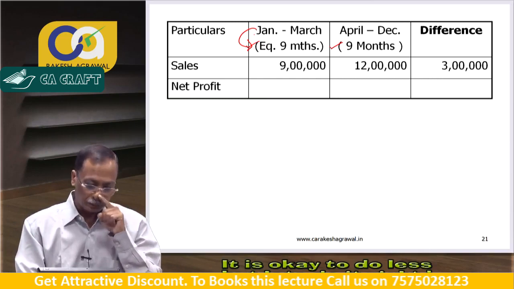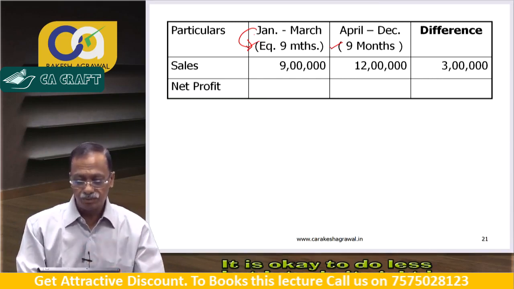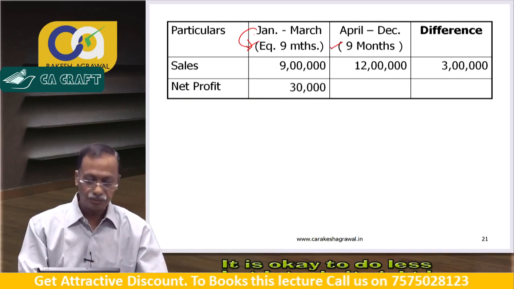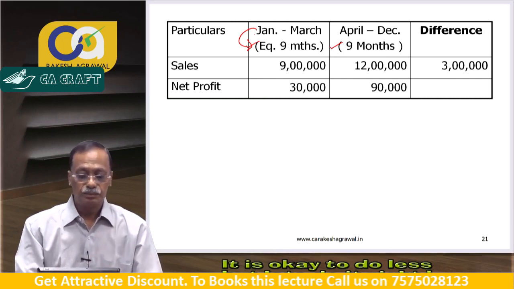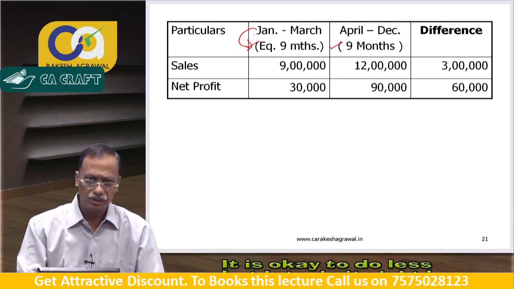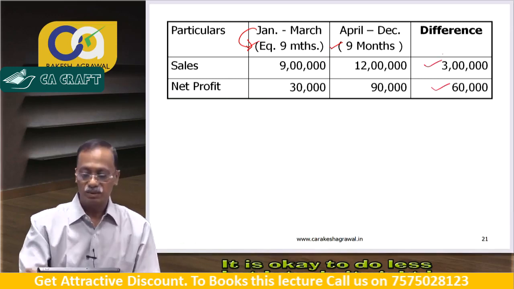Net profit. Net profit was 10,000 into 3, so it will become 30,000 compared with 90,000, so the difference is 60,000. And now this difference in profit upon difference in sales, you will get PV ratio.